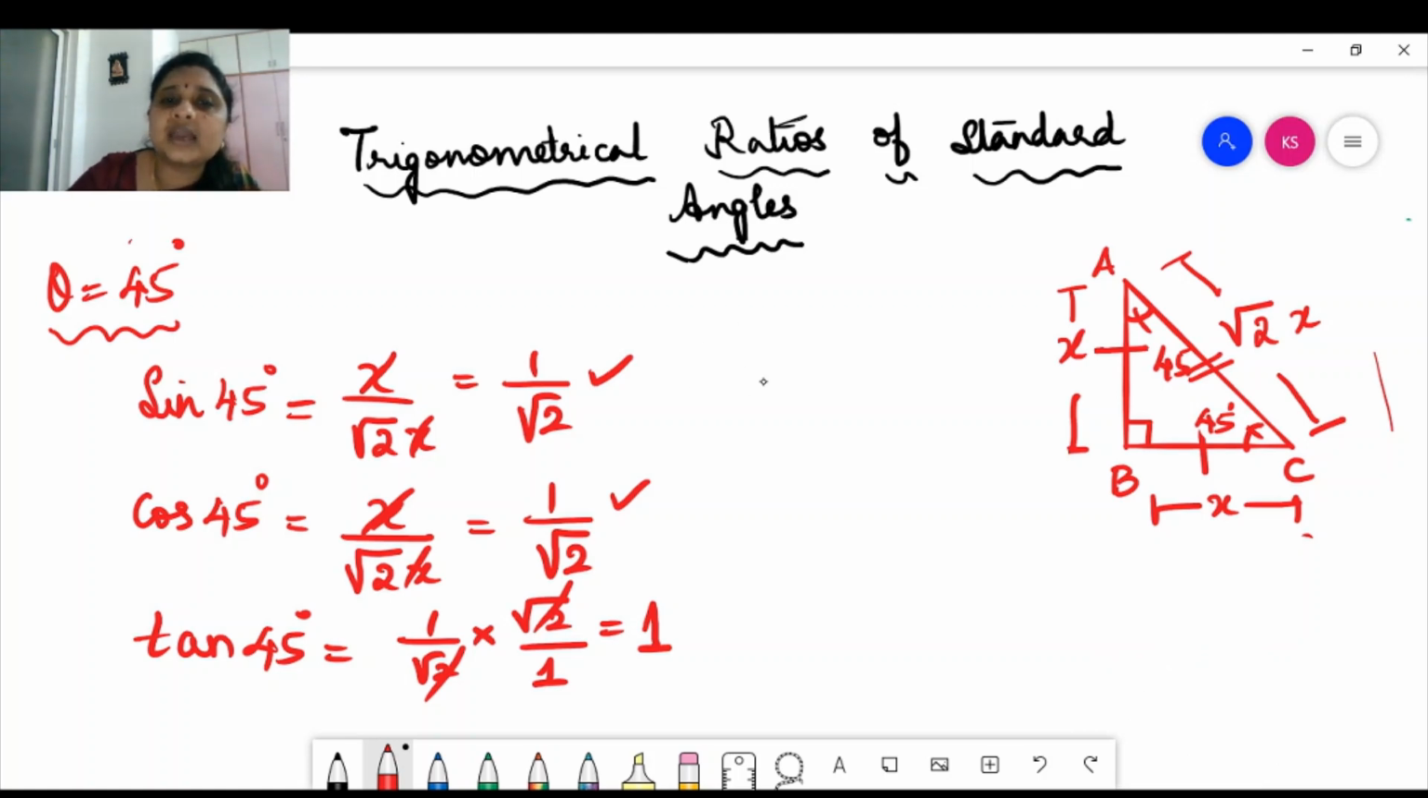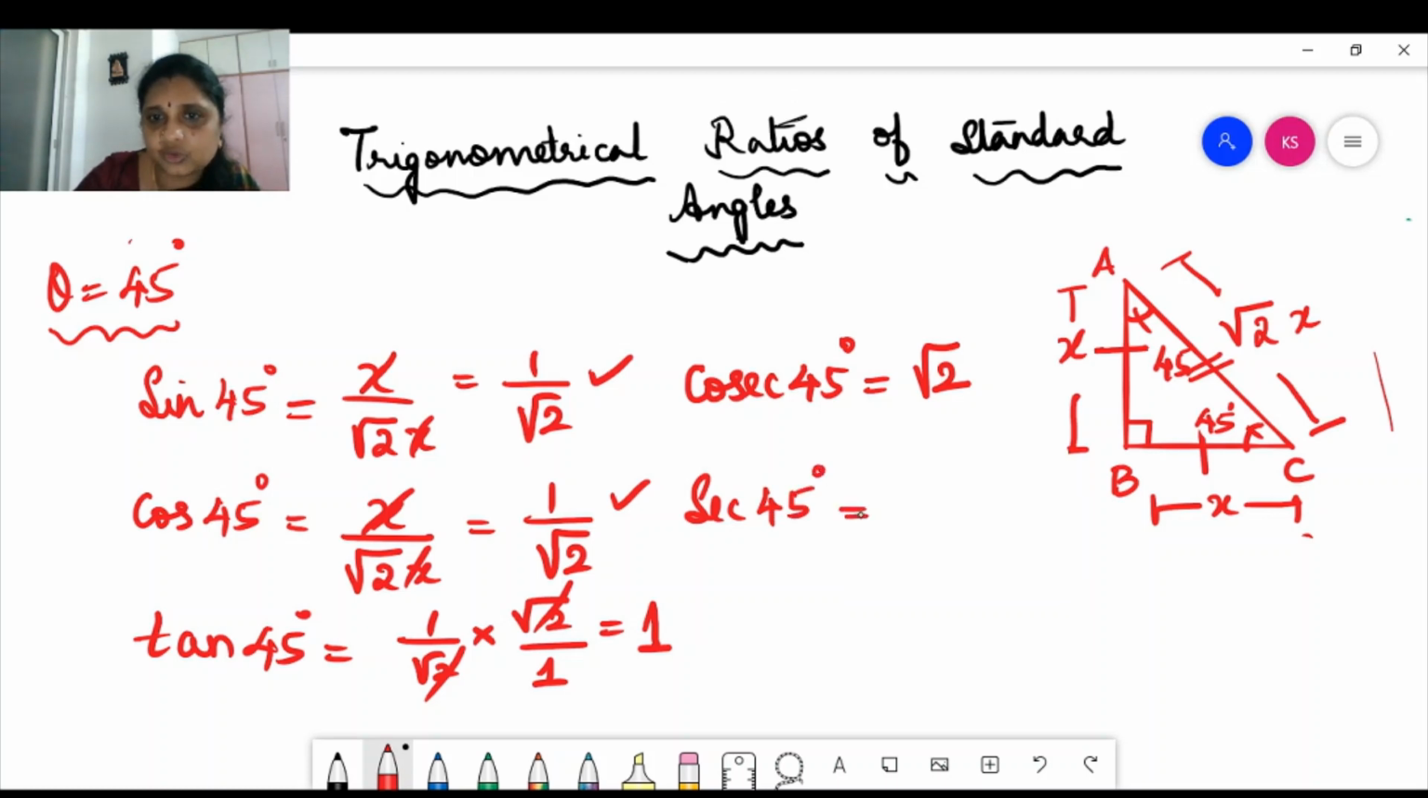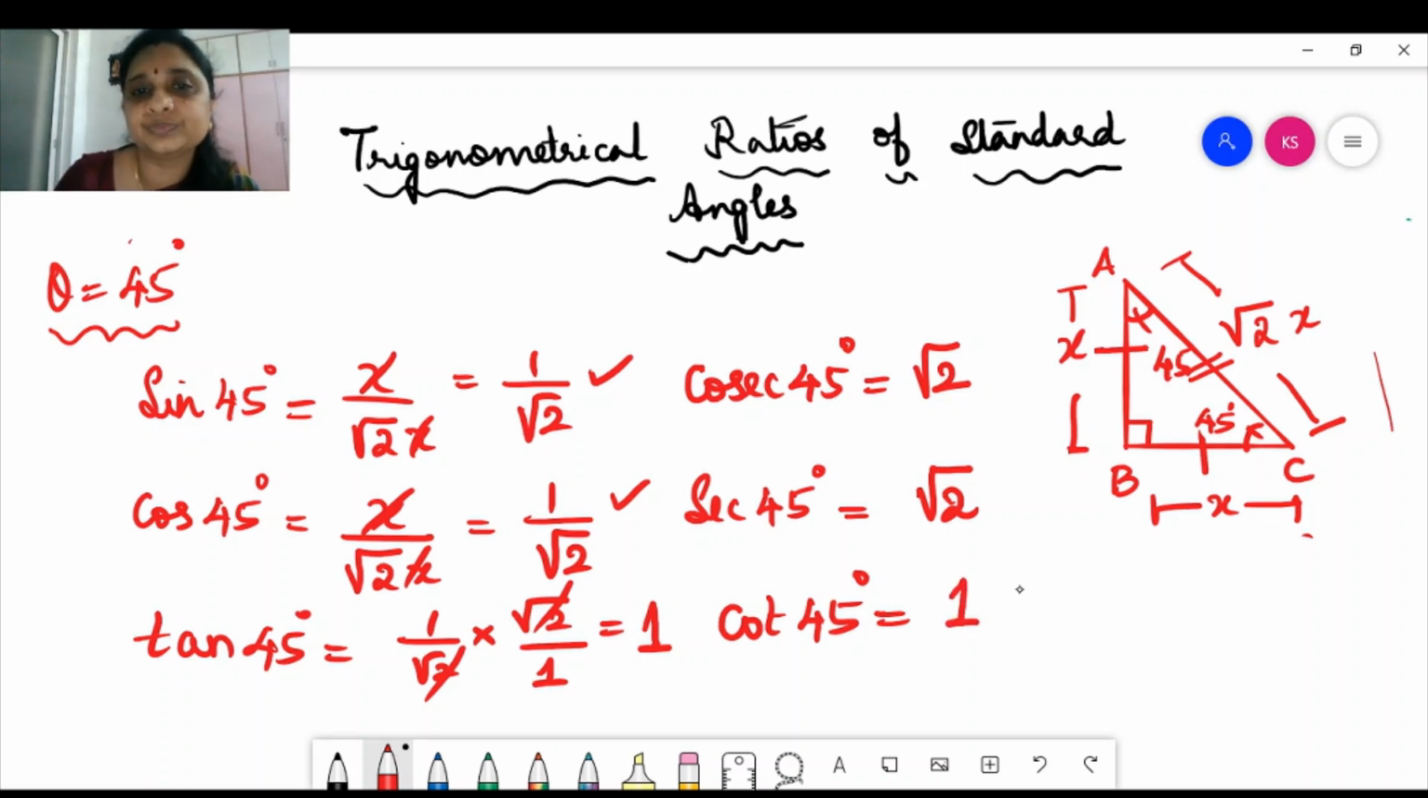So what do I get? I get cosecant 45 to be the reciprocal of sine 45, that is root 2 by 1, or root 2. And then secant 45, the reciprocal of cos 45, that's nothing but root 2 by 1, and that's also root 2. And my cot 45 is either the ratio between these two or the reciprocal of tan, and I'm going to get a 1, either way I do. Okay, so these are my T ratios for the 45-degree angle. Interesting, isn't it?